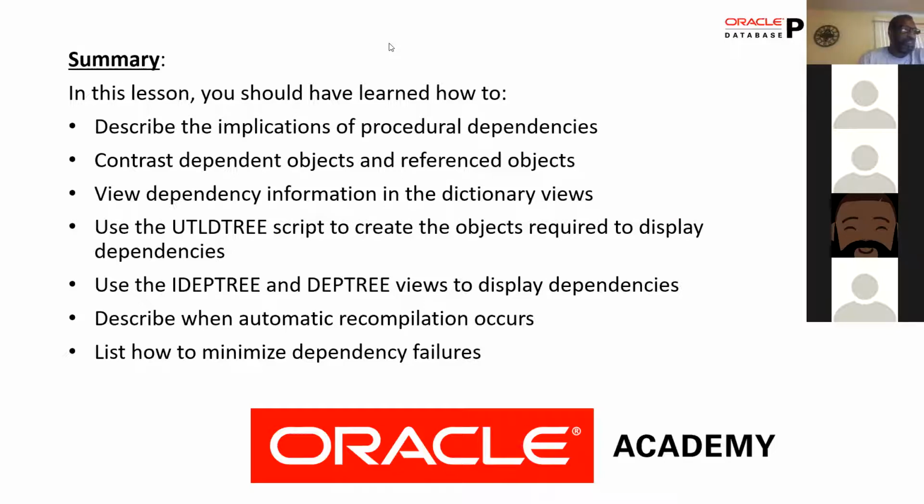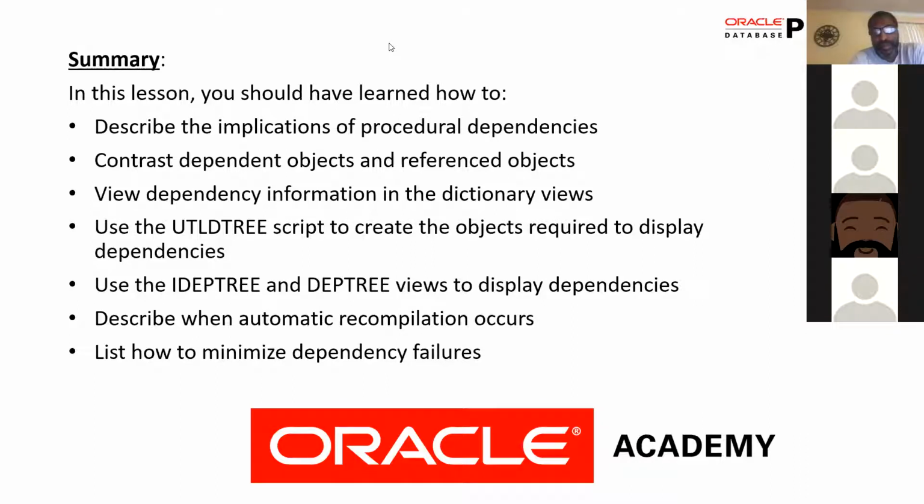Basically, I described the implications of procedural dependencies, contrast dependent objects and reference objects, which are kind of two sides of the same coin. View dependency information in the dictionary views. You can use the dependent utility, though I haven't used it a lot. I've used the deptree function to look at dependencies. If you run that, it'll give you the object type, and if it's nested, and its dependencies. Describe when automatic recompilation occurs.